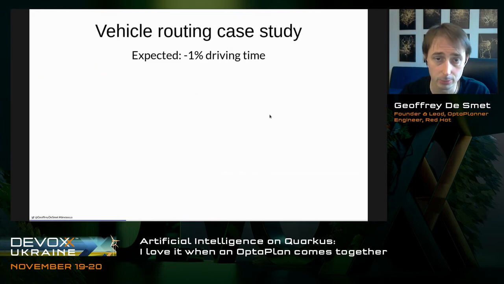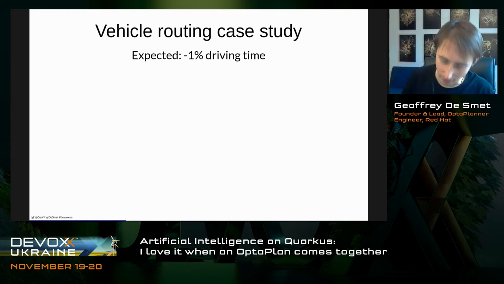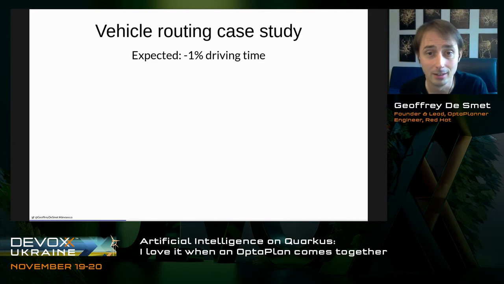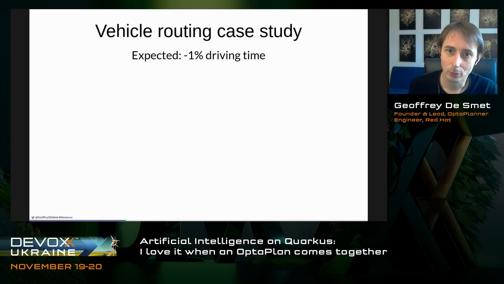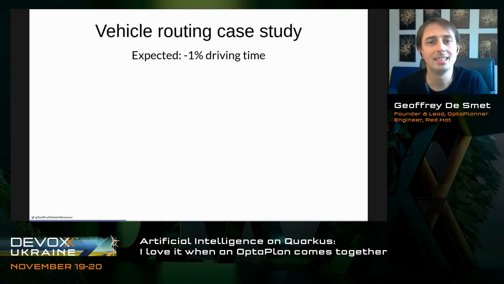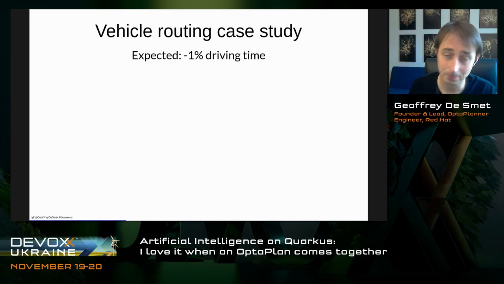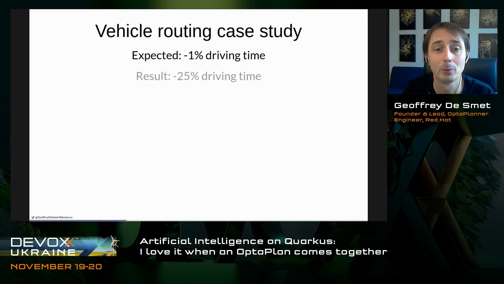And we actually did this. OptaPlanner is used all across the world for vehicle routing. But one particular case stands out, especially given the sustainability theme of this conference. For one case, the company's management expected 1% less driving time by replacing their old system with a new system based on, for example, OptaPlanner, right? And it was OptaPlanner in that case. So they actually got 25% less driving time.